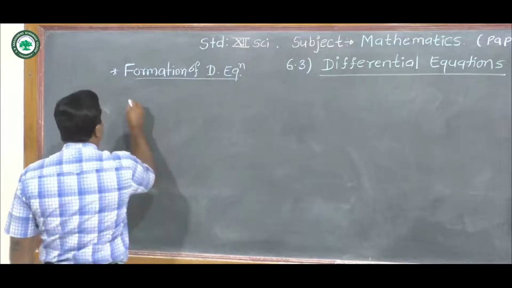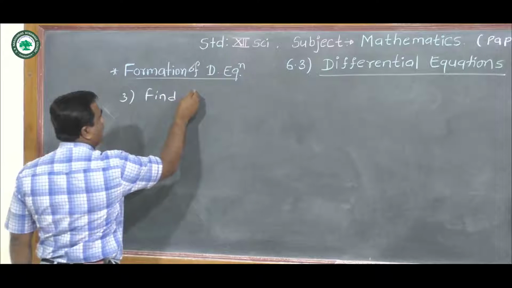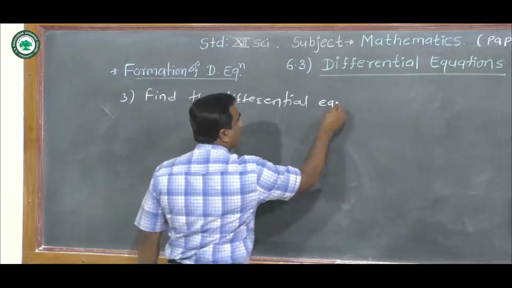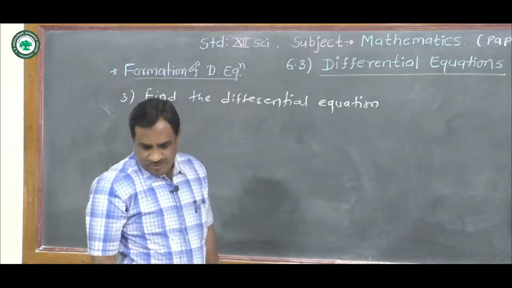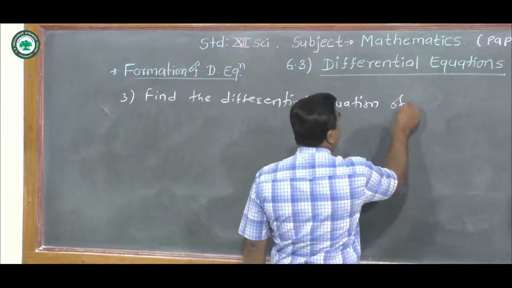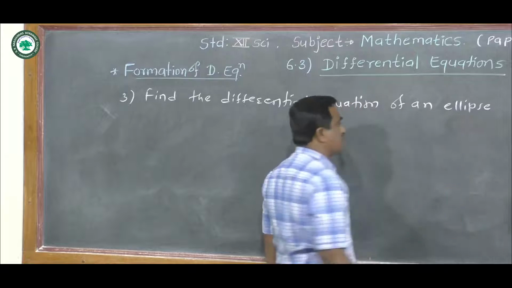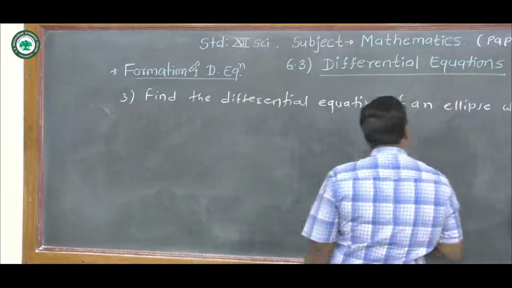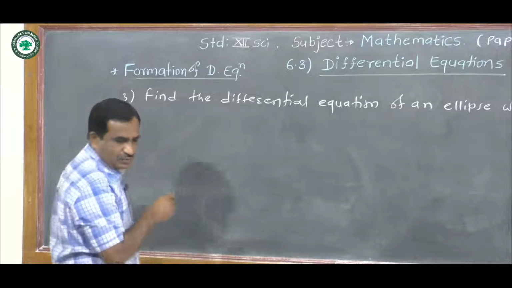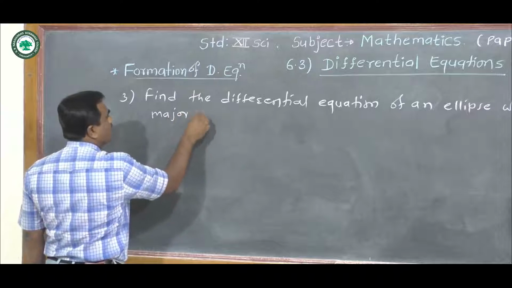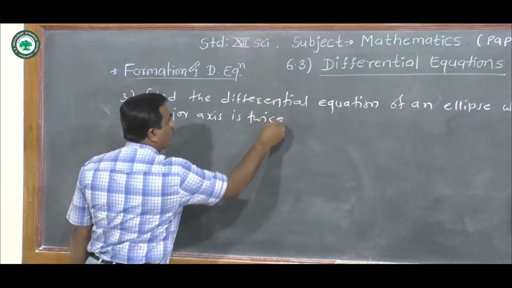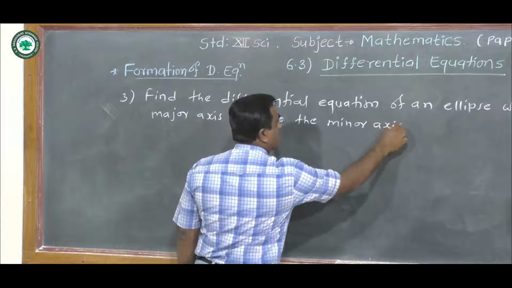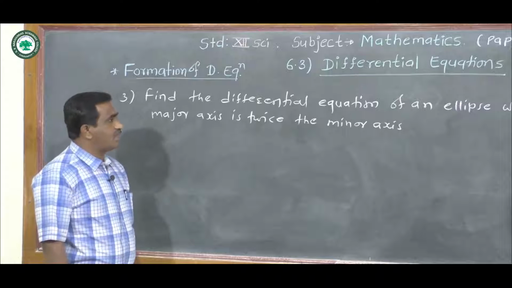Third example, find the differential equation of an ellipse whose major axis is twice the minor axis. Okay. Now in this example we have to give one condition.